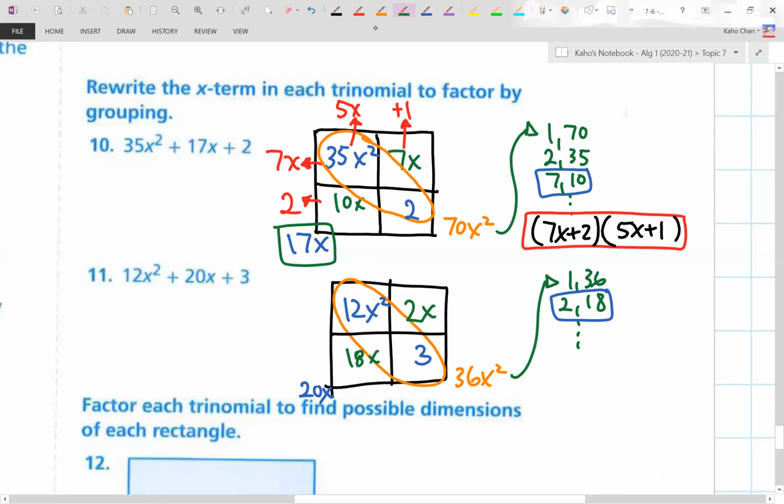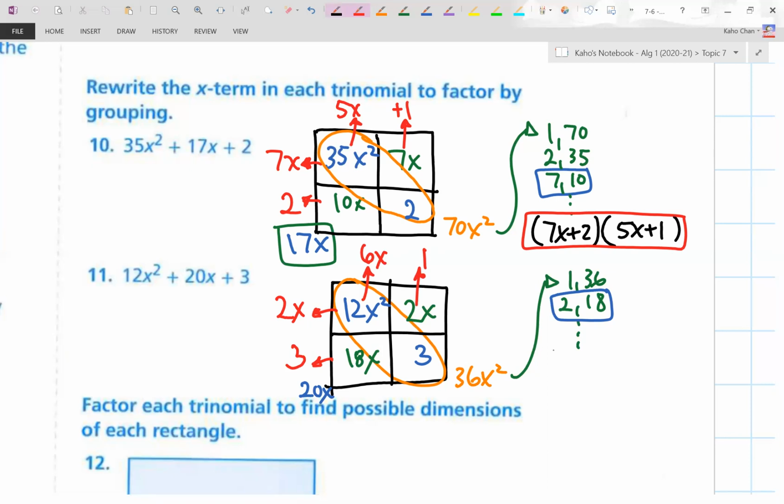And step 5, GCF of each row and column. It's nice when it comes out really fast, but this method seems to work out the best for our students. First row, take out a 2x. Second row, take out a 3. First column, be careful here, not 2, 3, 6 works. Second column, nothing but 1.